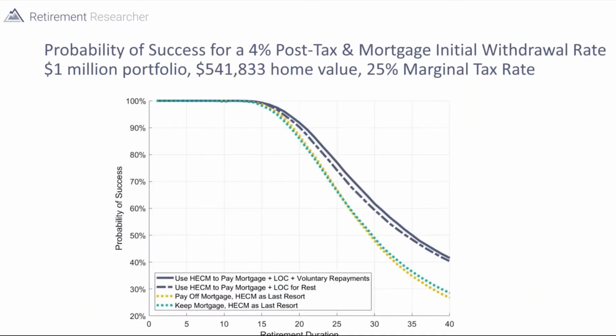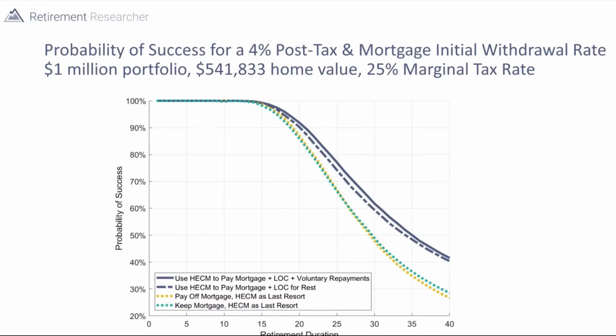So let's look at the probability of being able to fund these types of retirements for up to 40 years. What we're looking at here is probabilities of success over time to fund a 4% post-tax and post-mortgage payment withdrawal rate. So they have a $1 million IRA. They want to spend $40,000 after paying taxes. So they have to pay taxes on their IRA distribution. And if they carry the mortgage into retirement, they also have to pay that mortgage payment and also taxes on what they need to make that mortgage payment.